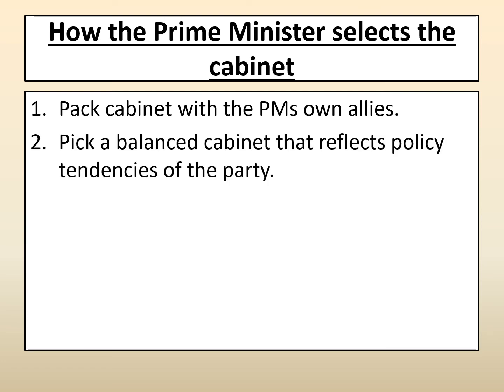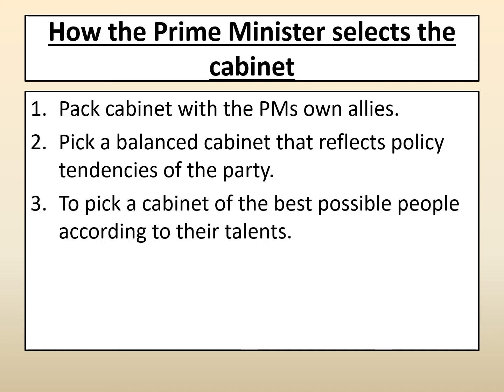Secondly, they could choose to pick a balanced Cabinet, one that reflects policy tendencies from across the party. So they might pick some that are very right-wing, some that are more centre ground, some that are against them, some that are neutral, to get a mixed picture. Or, number 3, they could pick a cabinet of the best possible people according to their talents.